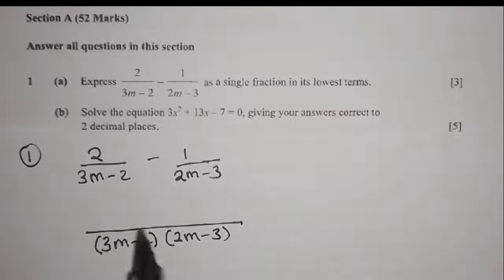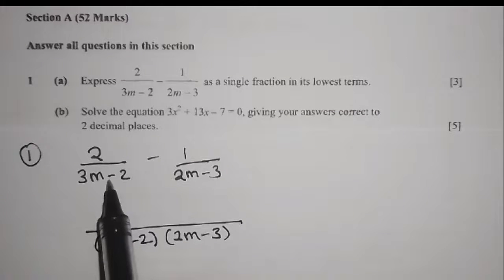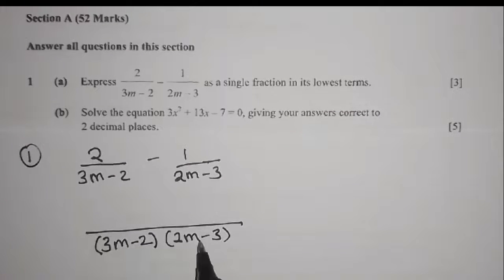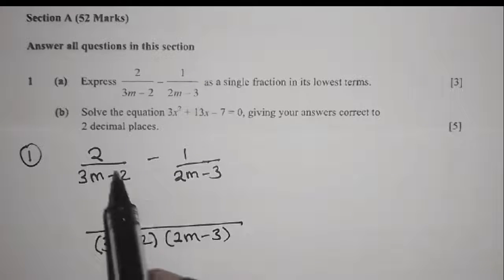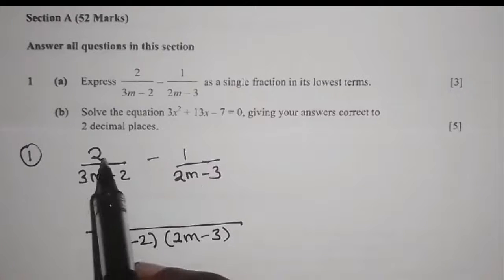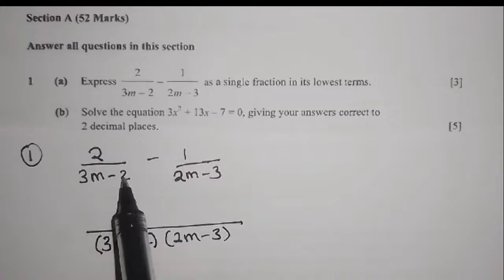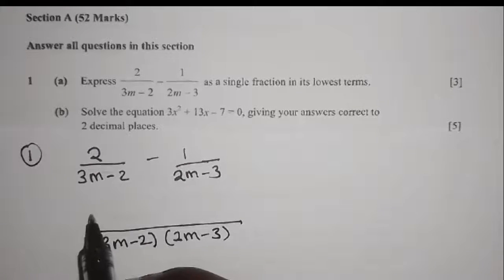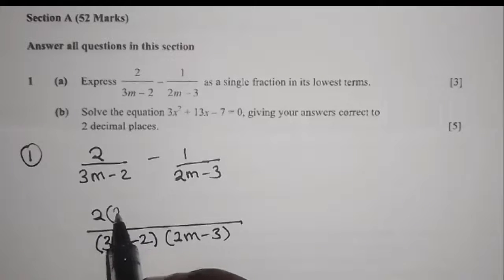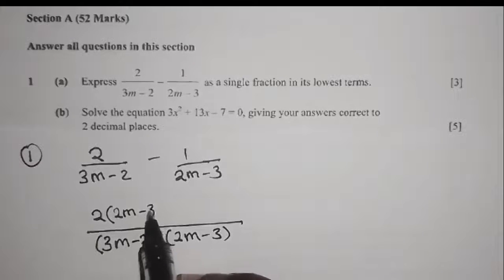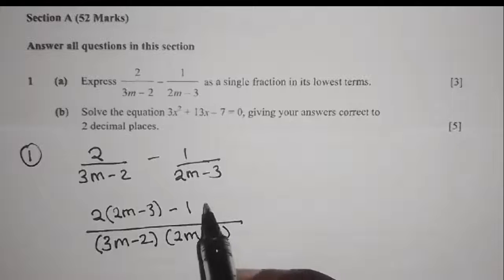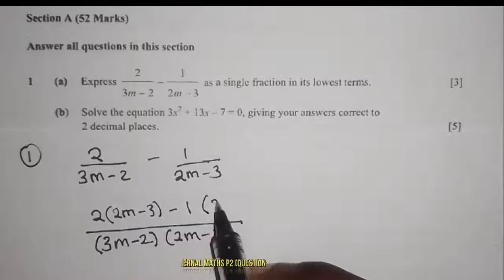Now once you do that, once it goes in there, you remain with this one, so you just swap it. This goes with the 2, meaning you multiply with the 2. And this one, 3m minus 2, goes with the 1 there. So you're going to have something like this, then minus 1, open bracket, that one.